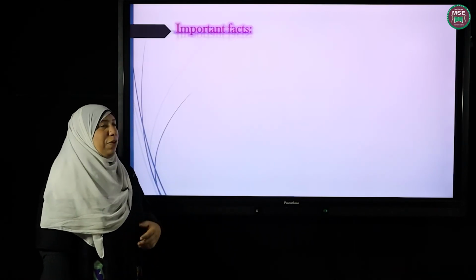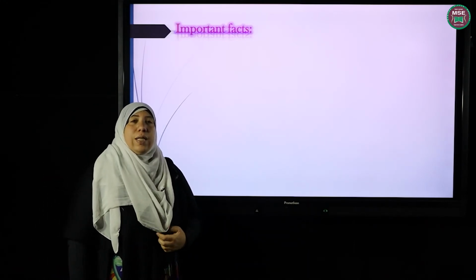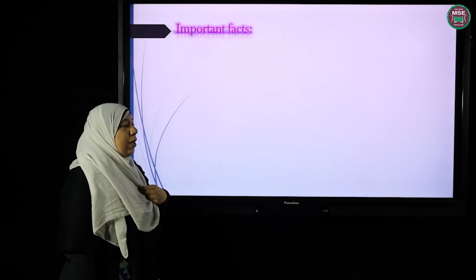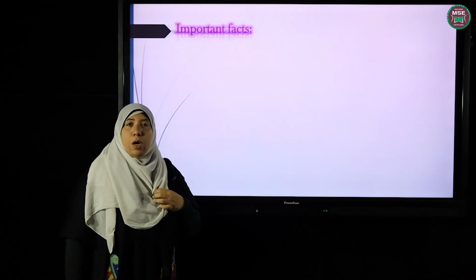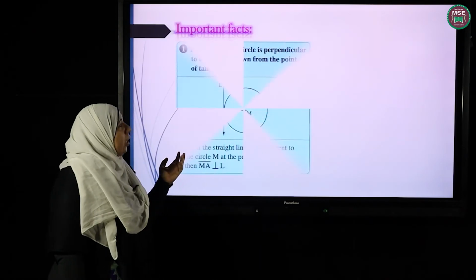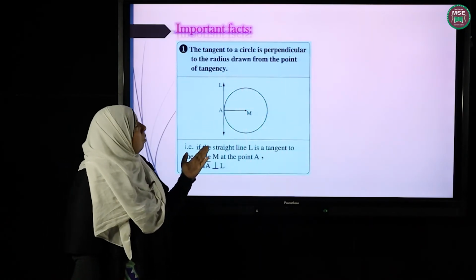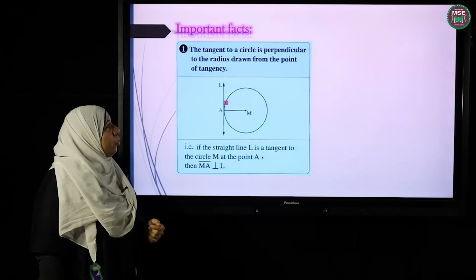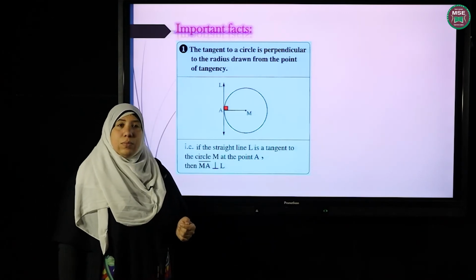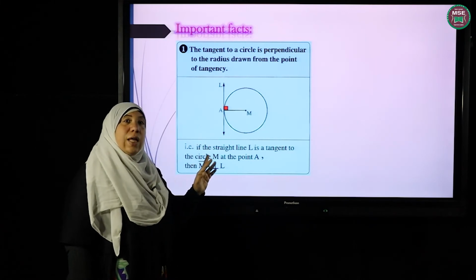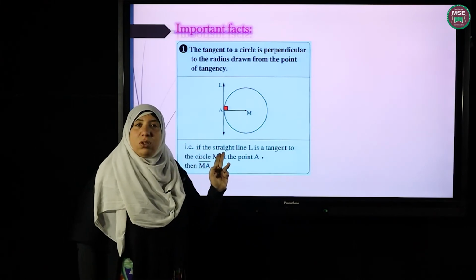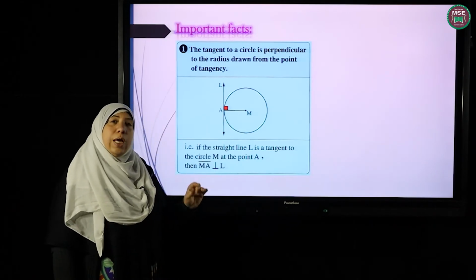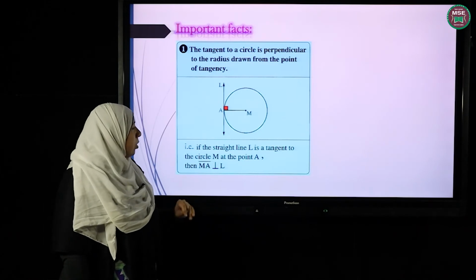I have important facts here. As we said, the distance that defines the position should be perpendicular. Vice versa, if I have a tangent, the tangent of the circle is perpendicular to the radius drawn from the point of tangency. If they say that AL is a tangent, so MA must be perpendicular to AL from the point of tangency.